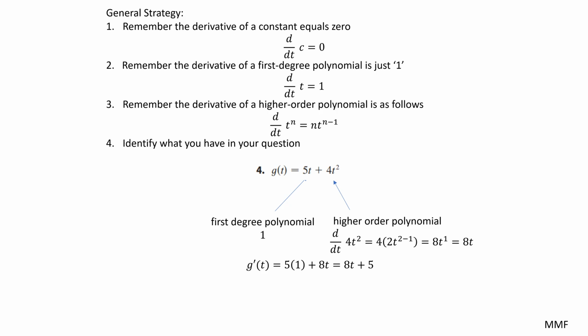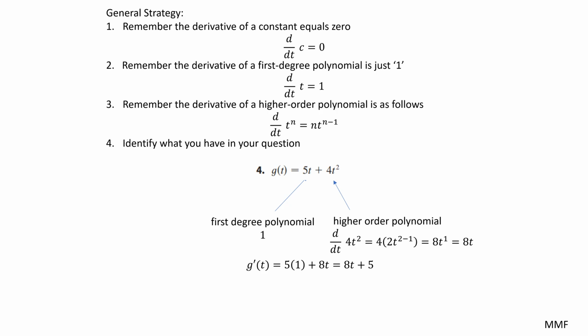So you move the power in front, which gives you 2t, and you subtract 1 from the power, and that basically gives you the 4 times the 2 in front, which gives you 8, and of course 2 minus 1 is just 1, and when you have a polynomial to the power of 1, you normally don't bother writing the 1, so it's just 8t.